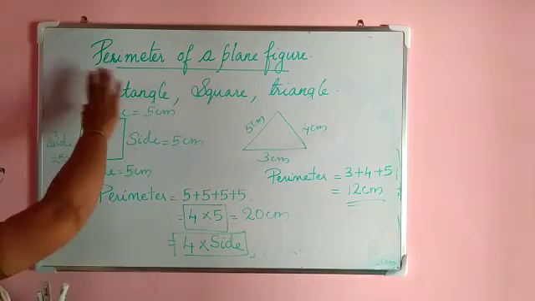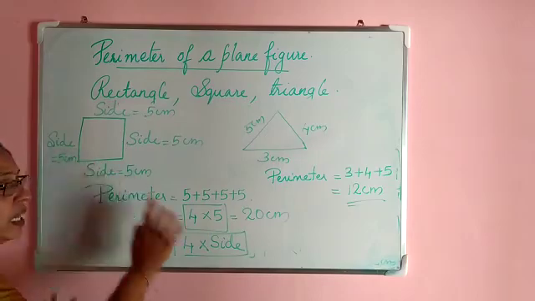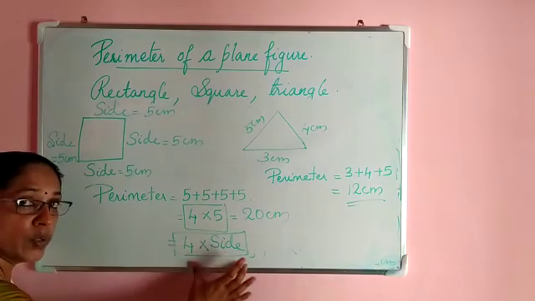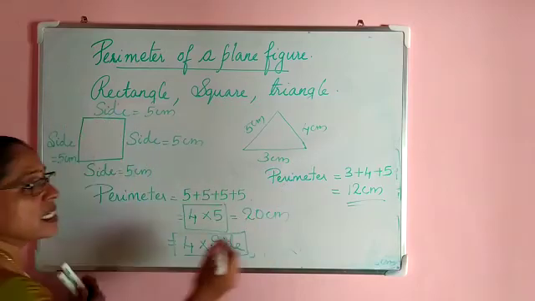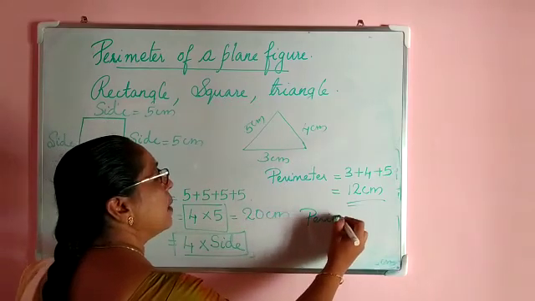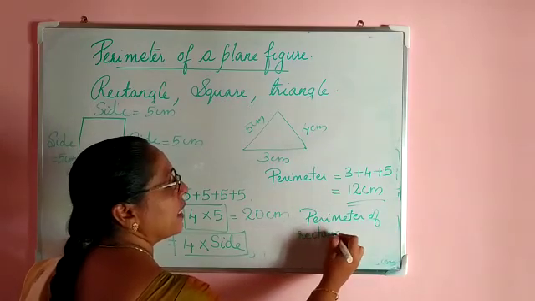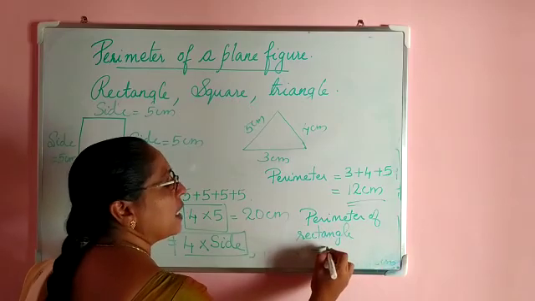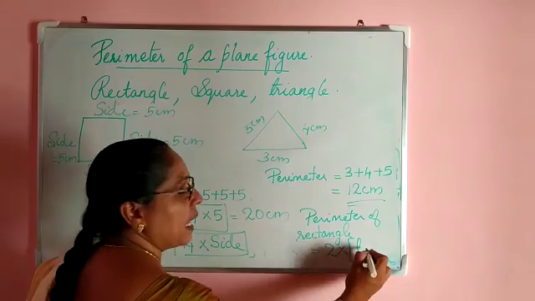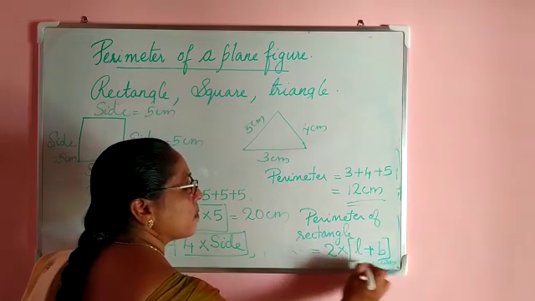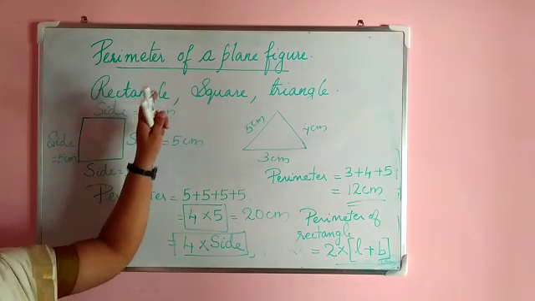So perimeter of triangle is adding all the 3 sides. Perimeter of square is adding all the 4 sides. But there all the 4 sides are equal, so we come to a formula 4 into side. What is the perimeter of rectangle? Perimeter of rectangle is 2 length and 2 breadth. So 2 into bracket length, which we represent by L, plus breadth. So this gives the complete picture of the concept of perimeter. Clear?